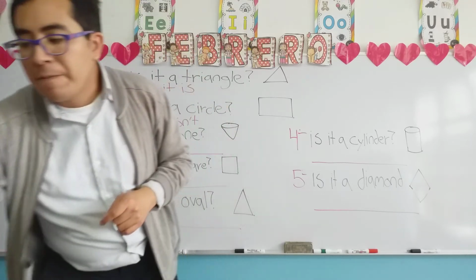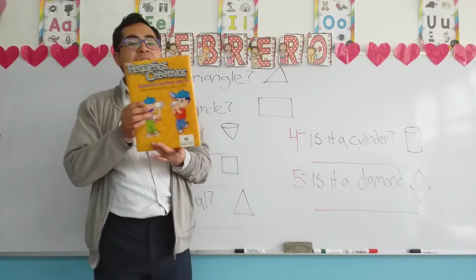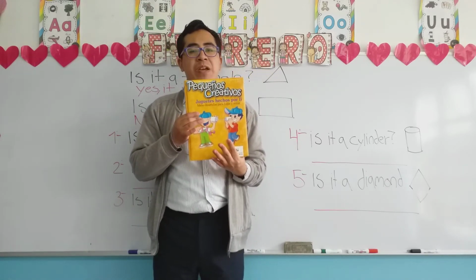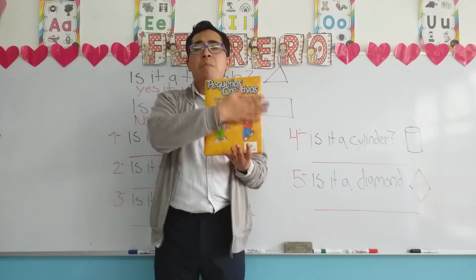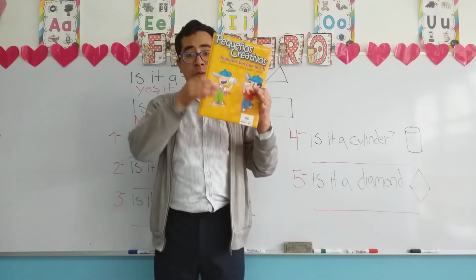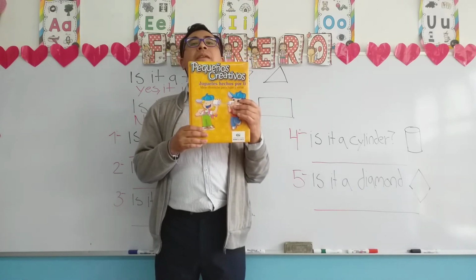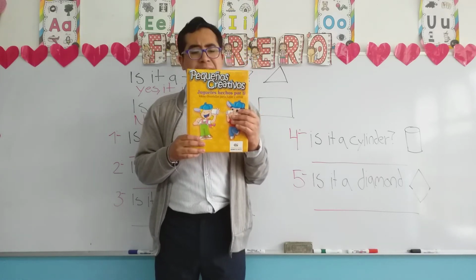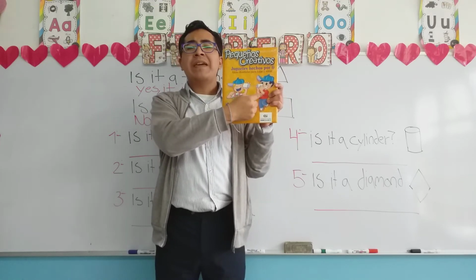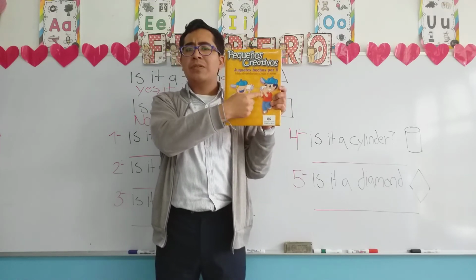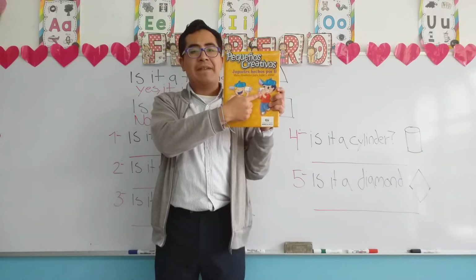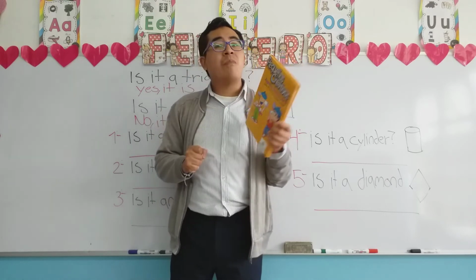For example, this book right here, okay, the one with the girl and with the boy. The color of the whole book in general, is it color yellow? Yes, it is. Now, these two objects, are they monsters? No, it isn't. Very good. One more example.